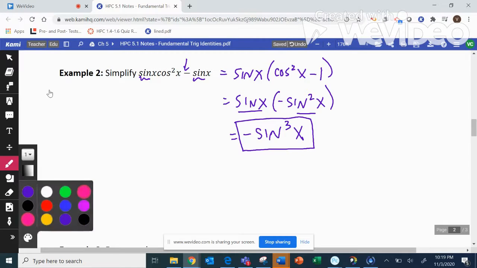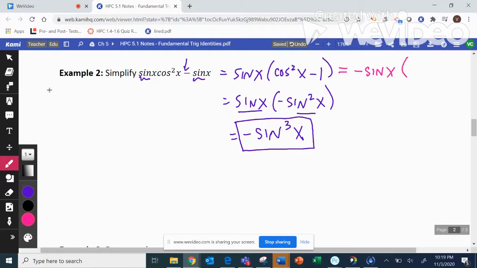Another alternate way of doing the same one would be, instead of taking out a positive sine x, if you took out a negative sine x here, then you could write the inside as positive 1 minus cosine squared x, which we could go straight to negative sine x multiplied by sine squared x, and then end up with the exact same answer. But I wouldn't necessarily know to take out the negative ahead of time. So either way is fine.